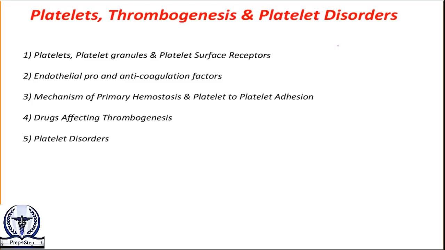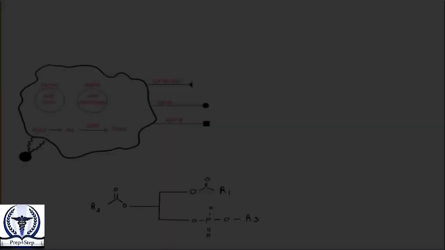Today's lecture will be about platelets, thrombogenesis, and platelet disorders. We will start off our topic with platelets, platelet granules, and platelet surface receptors. We'll then move into endothelial pro and anticoagulation factors. We'll continue with the mechanism of primary hemostasis or platelet plug formation. We will also discuss platelet-to-platelet adhesion. We will briefly go into the drugs affecting thrombogenesis, and lastly, we will discuss platelet disorders.